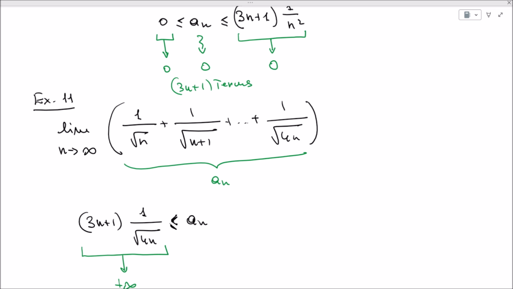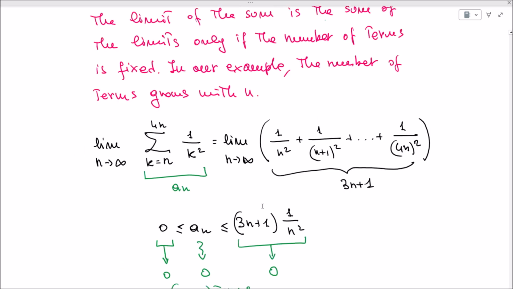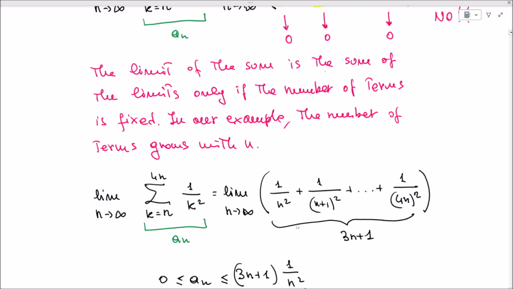This is example 12. Let's consider now, more in general, a limit as n goes to infinity of 1 over n to the a plus 1 over n plus 1 to the a plus ... plus 1 over 4n to the a. And you recognize that this is just a more general example of the first sequence that we have considered. Okay, in the first sequence we had a equal to 2. Now I want to see what happens for every possible a.